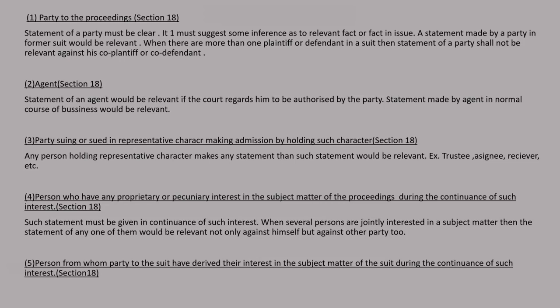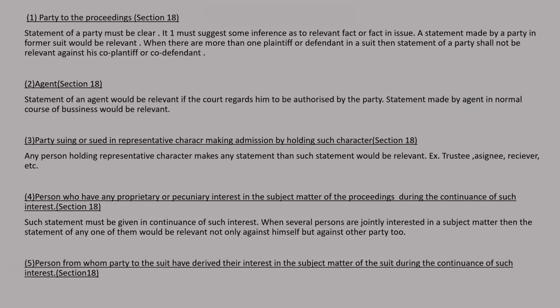So when there are two accused, or two plaintiffs, or two defendants, or more than two in a suit, then if one party makes an admission, it would not go against the co-defendant, co-accused or co-plaintiff. So this is what has been said under the first point, that is, party to the proceeding.